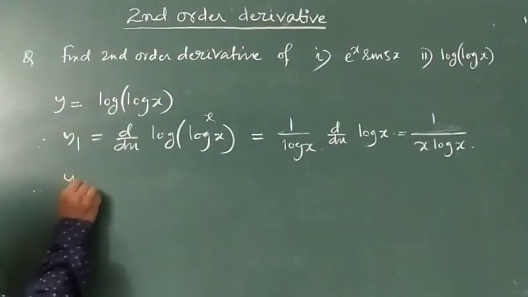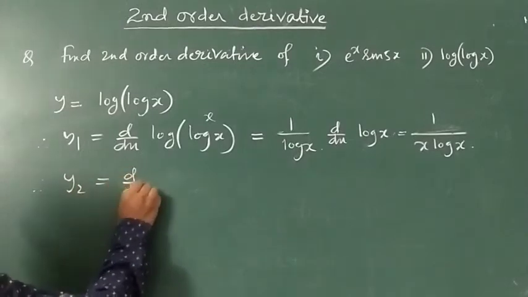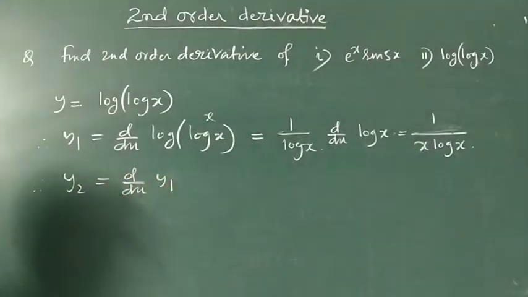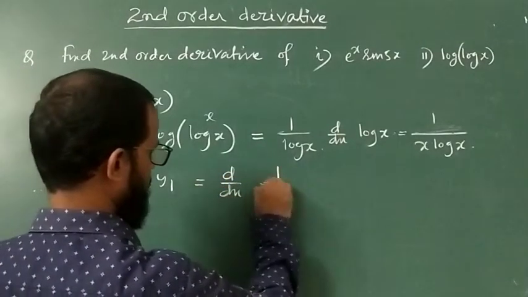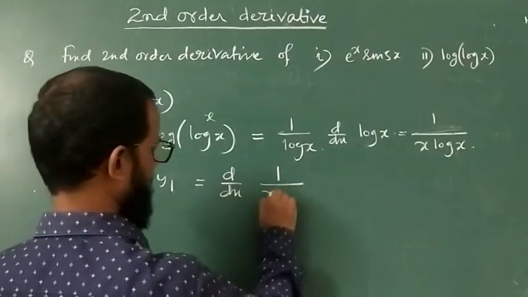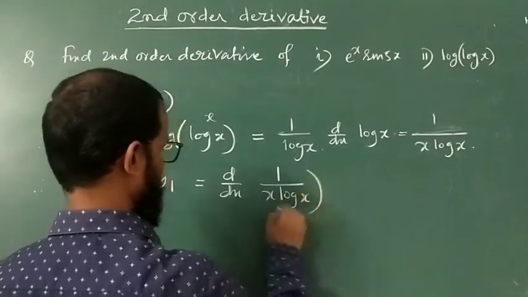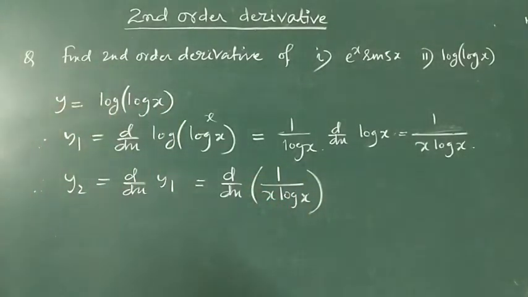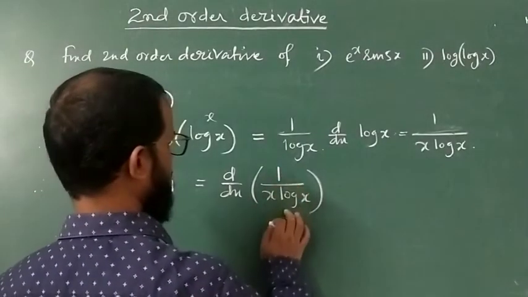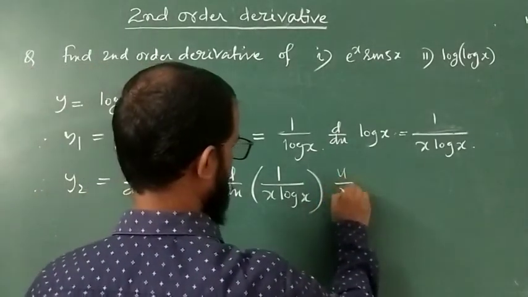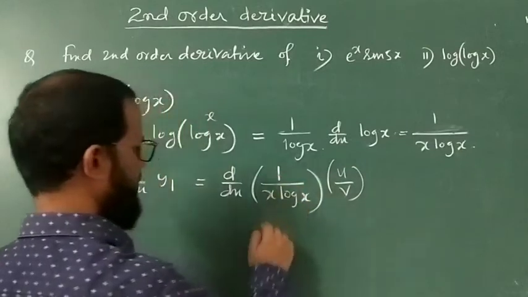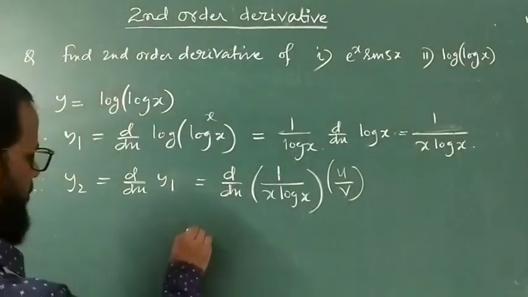Now y2 is equal to d/dx of y1. Take the derivative of y1, and what is y1? d/dx of 1/(x log x). Okay, so how to take the derivative of this particular function? And here you use the u by v rule. If you use the u by v rule, u is 1, v is x log x.